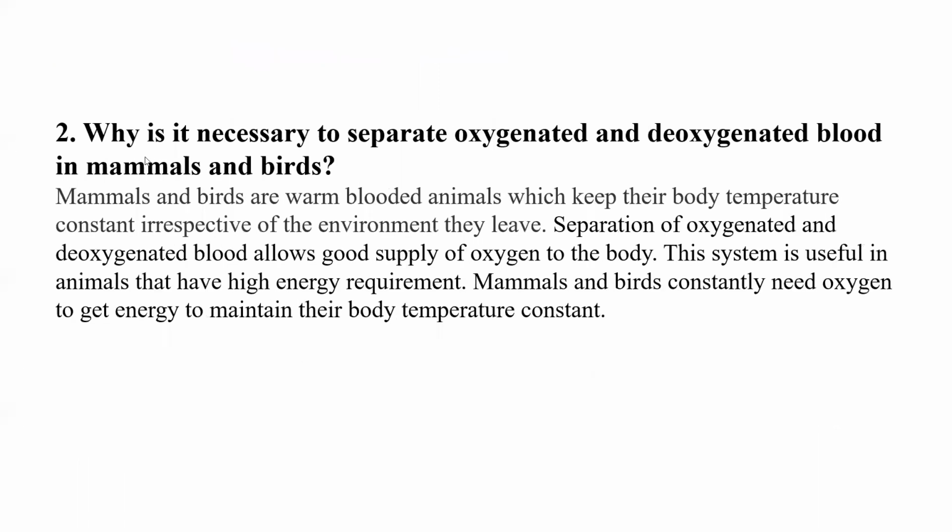Next question. Why is it necessary to separate oxygenated and deoxygenated blood in mammals and birds? Mammals and birds are warm-blooded animals which keep their body temperature constant irrespective of the environment they live in. Separation of oxygenated and deoxygenated blood allows good supply of oxygen to the body. This system is useful in animals that have high energy requirement. Mammals and birds constantly need oxygen to get energy to maintain their body temperature constant.